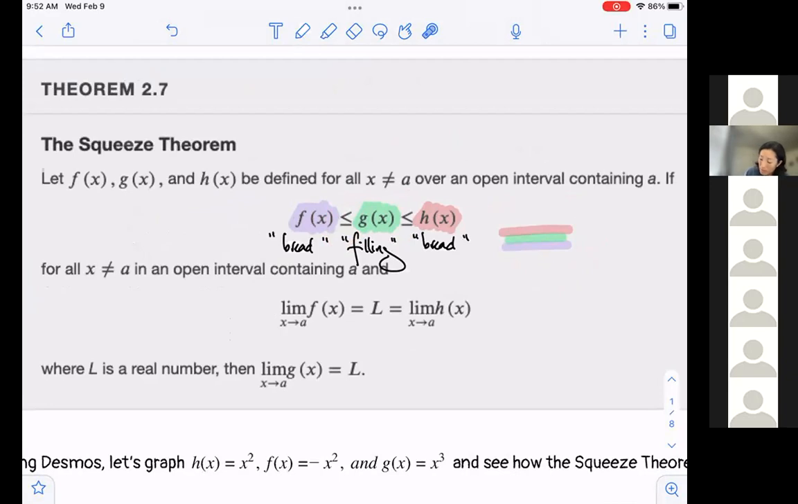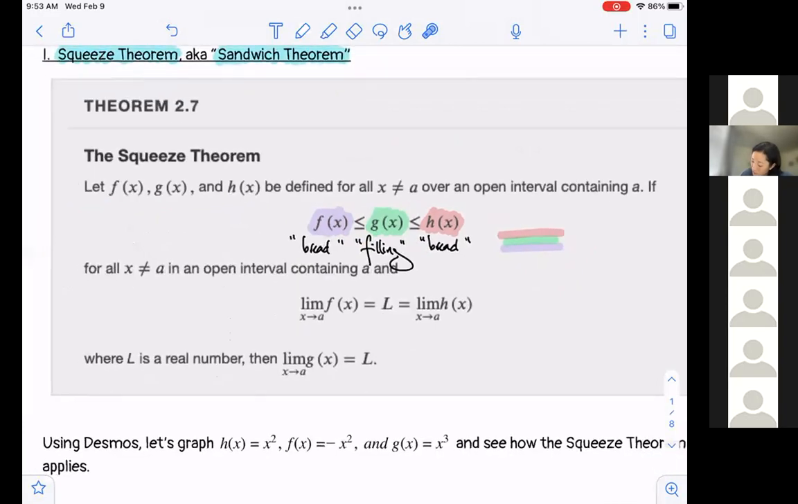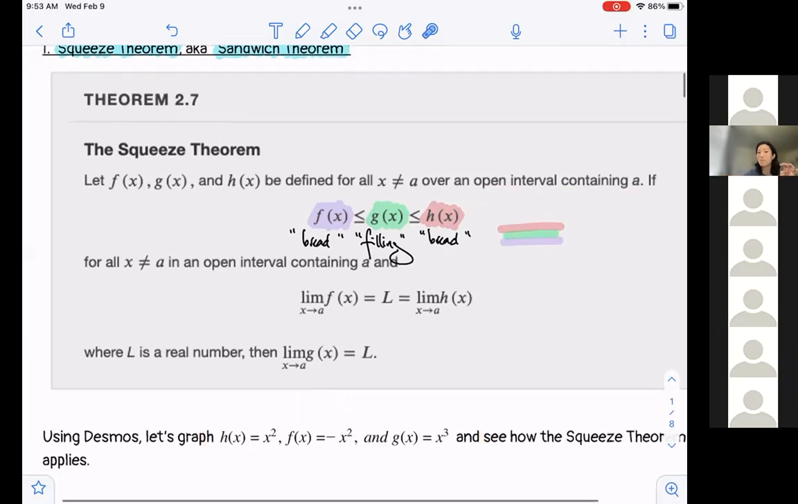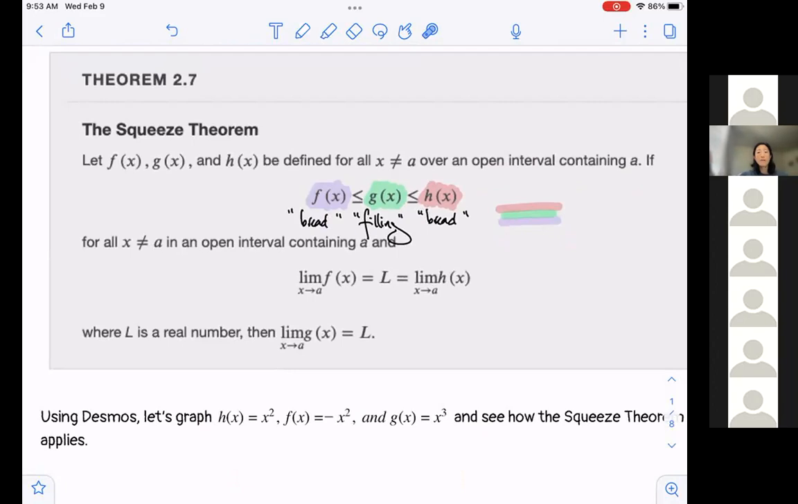And so the fancy math language here is just saying we've got these functions, but it's not for the entire x-axis. It's not forever and ever, but rather only over an open interval containing a. I'm going to talk about that when we get down to an actual example. But that phrase is important because it doesn't have to be true everywhere. It just has to be true really close to the point we're interested in.